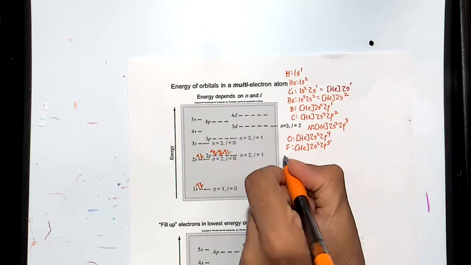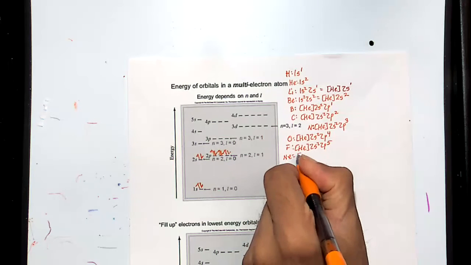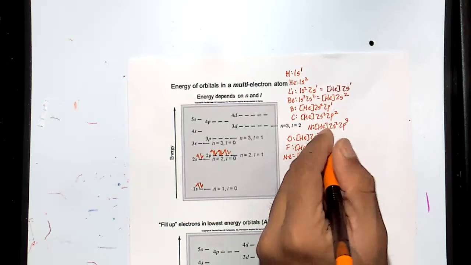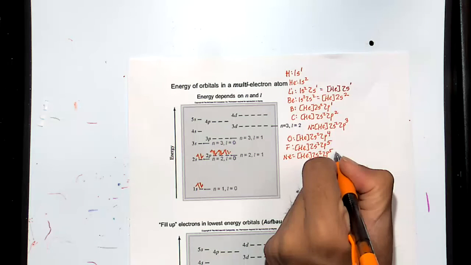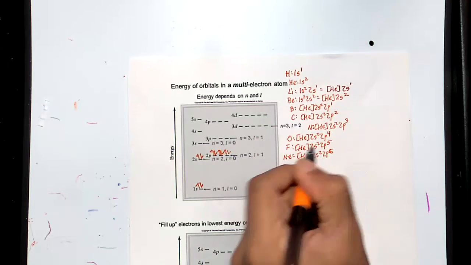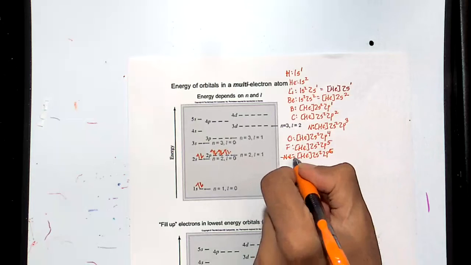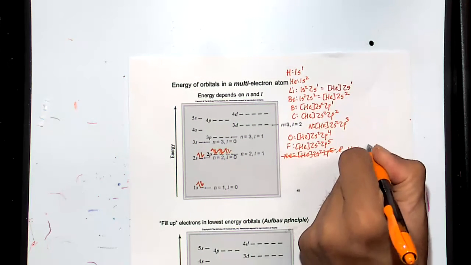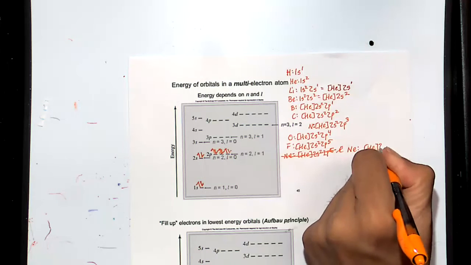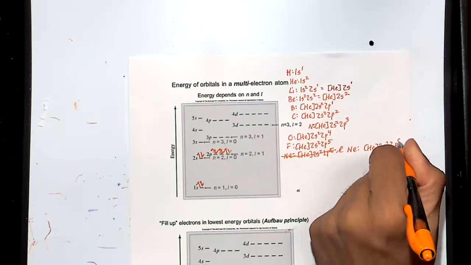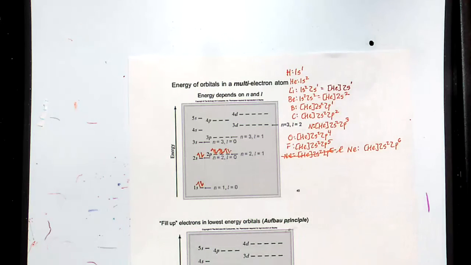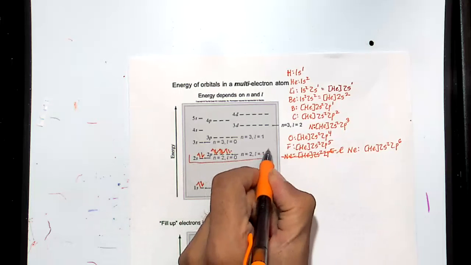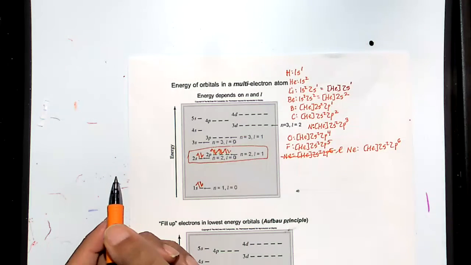So neon is going to be helium 2s2, 2p6. Actually, neon is just neon because it completely filled n equals 2, right? This whole thing is filled up, the electron configuration for neon.